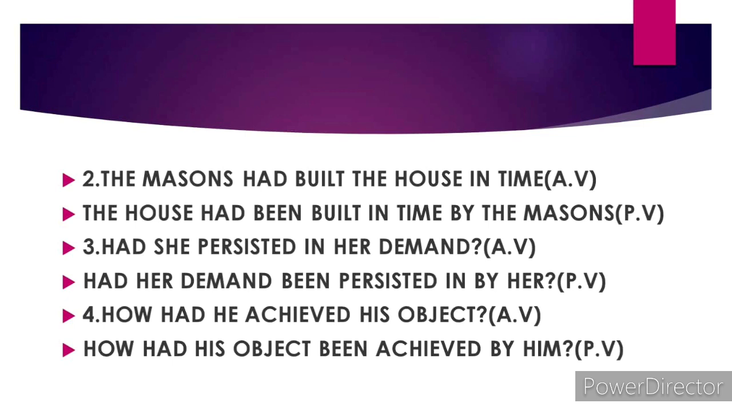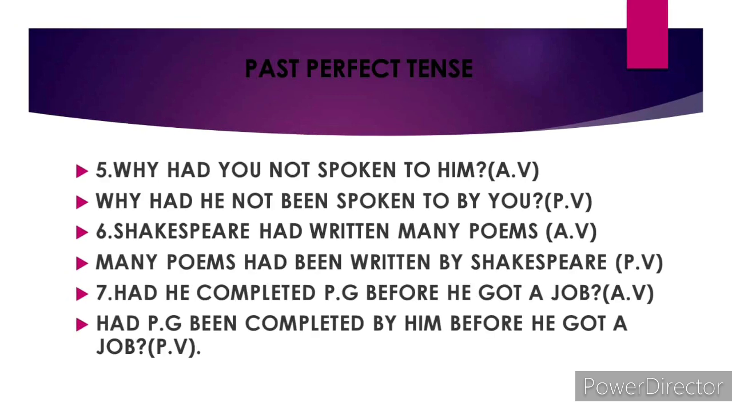Next example, how had he achieved his object, it's the active voice. How, there is no change in how, had he becomes, here his object is the object, been plus v3 form, achieved plus by is the preposition, here he will become him, him is the pronoun form. How had his object been achieved by him, it's a passive voice.